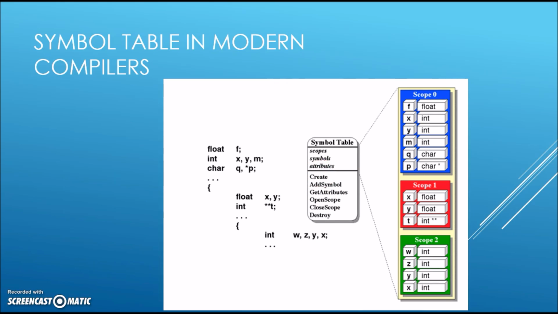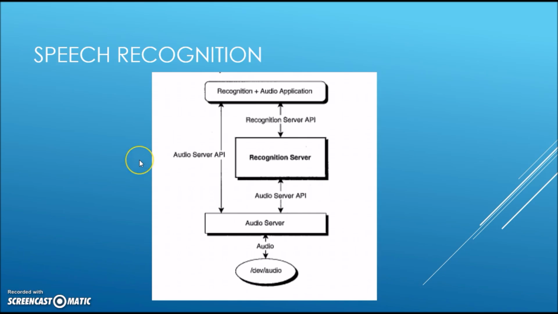The second example we are going to talk about is the speech recognition system, which is a kind of Blackboard architecture. This is a simple speech recognition system where you have a recognition server, a recognition plus audio application which the user uses, an audio server, and the audio device. The speech recognition system is written in a way that it has an audio server. The audio server allows recognition to be performed without prohibiting other devices from using the available audio streams. So at the same time, the audio server can be used by multiple accessors.